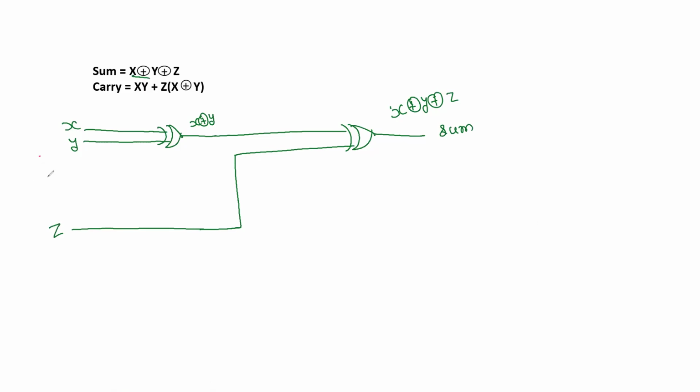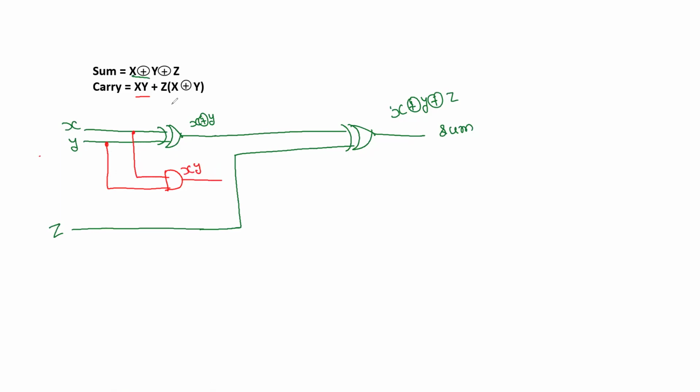Carry. For the carry, if you see, the first term is XY. For that, one AND gate is required. So one input is X, the same as before, and another input is Y. You can see that this first stage looks the same as a half adder. So this output is XY.